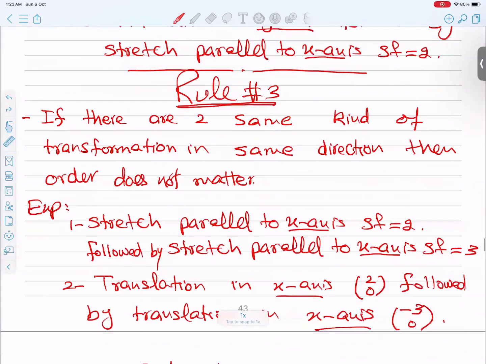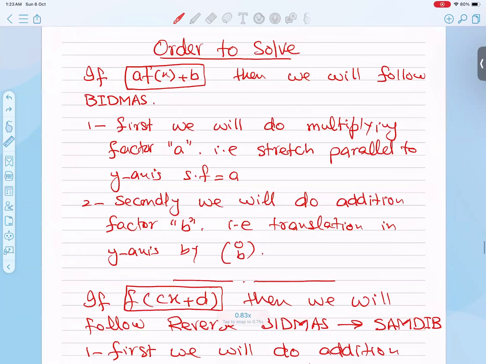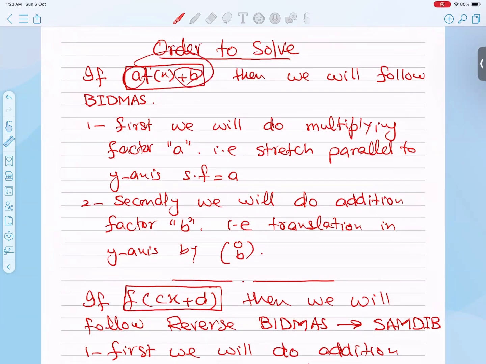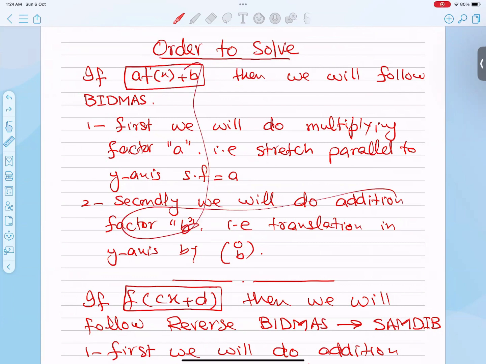So now we have an order to solve. What is the order to solve, students? We normally look at the expression here. If one is multiplying and one is addition, then we must follow BODMAS. So first we do the multiplication, like a stretch parallel to the y-axis, where the stretch factor is a. And then secondly, we go for the addition factor, b, a translation along the y-axis. So the multiplying factor comes first, because according to the rule, multiplying first, addition and subtraction later.